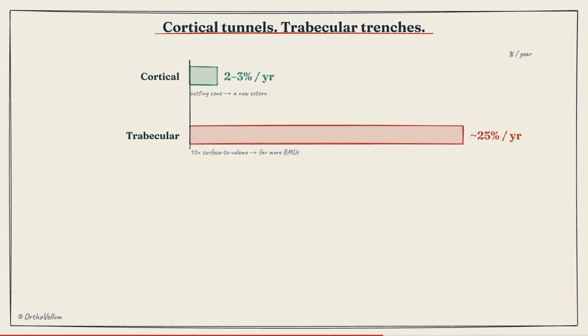Cortical bone turns over at 2 to 3% a year. Trabecular bone turns over at roughly 25% a year because it has about 10 times the surface-to-volume ratio, and surface is where BMUs can start. That single fact is why metabolic bone disease shows itself in the spine and the hip first. Those are trabecular sites being remodeled many times more often.